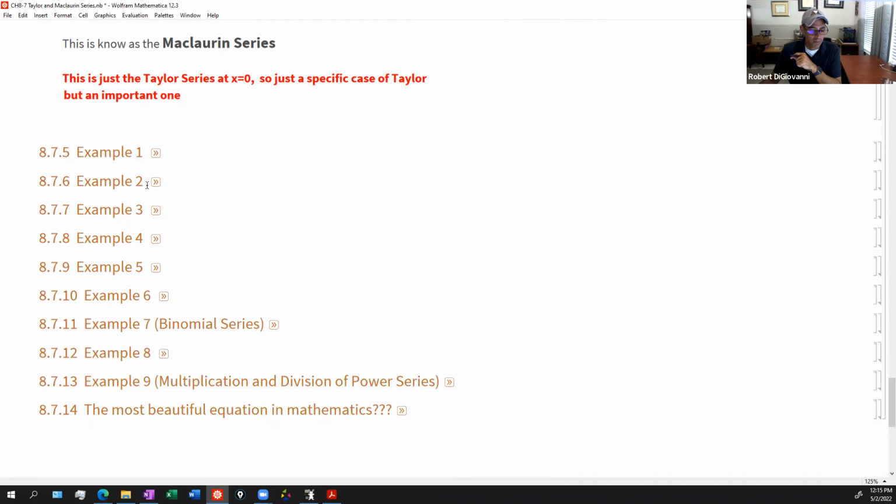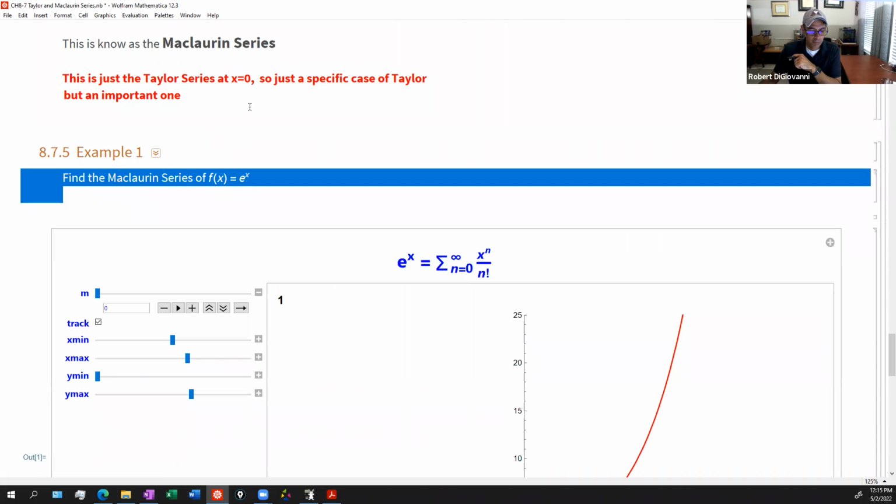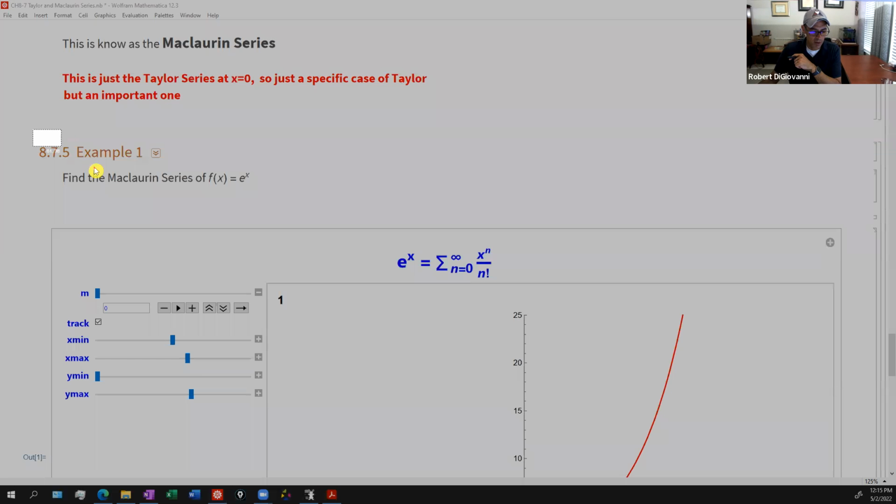We're going to do our first example. We're going to find the Maclaurin series for e to the x. I'm going to need to restart my computer. It's acting really weird today.